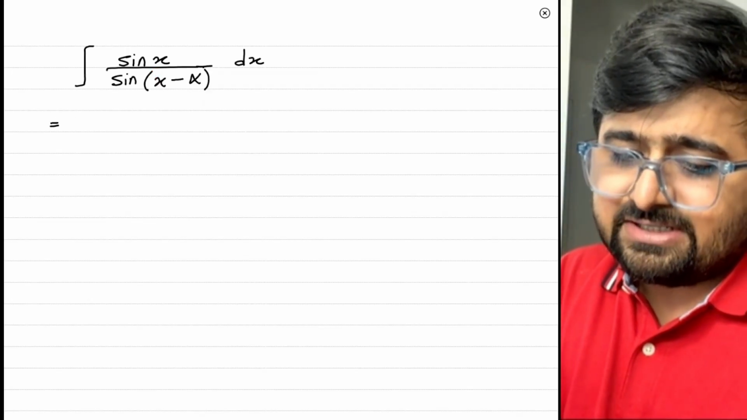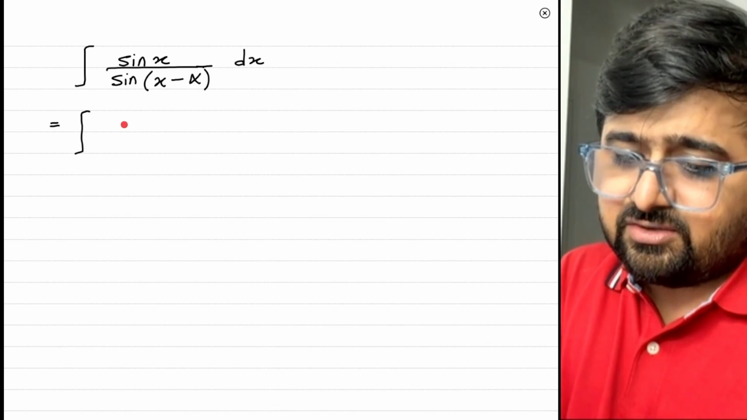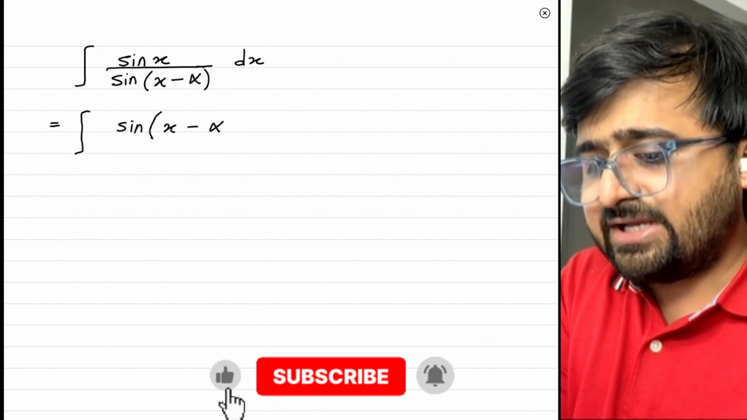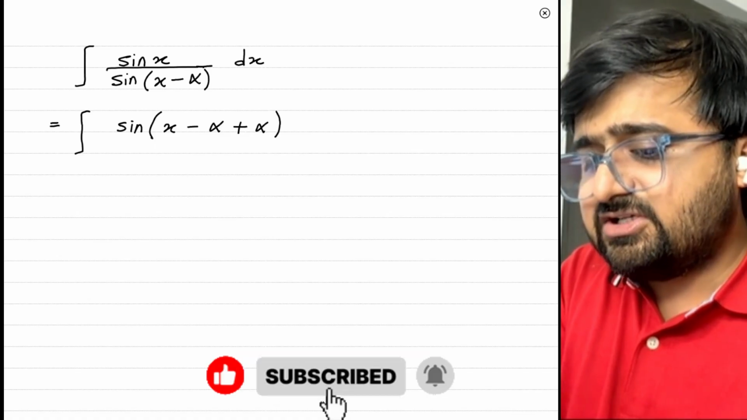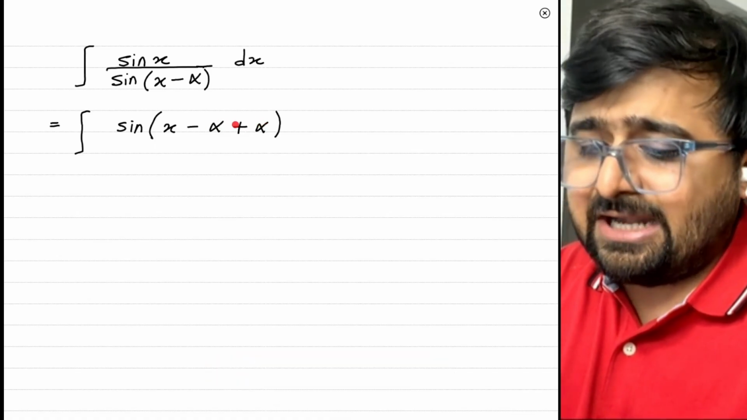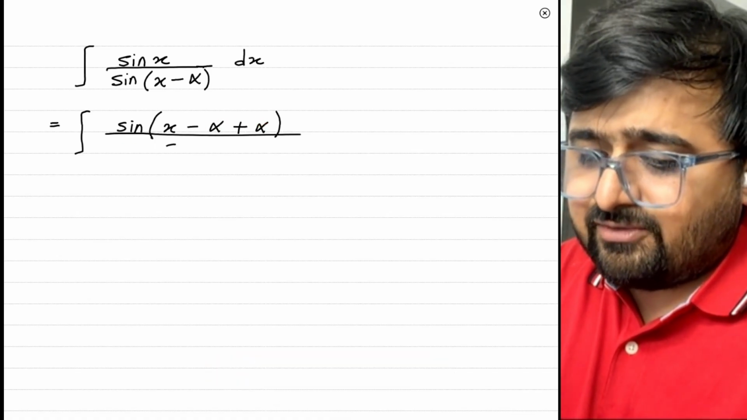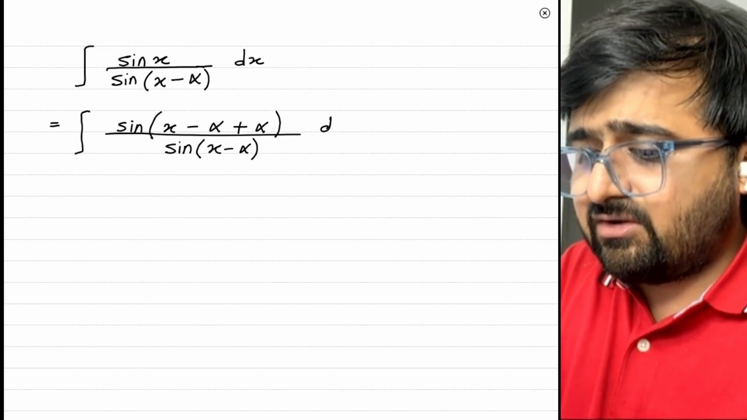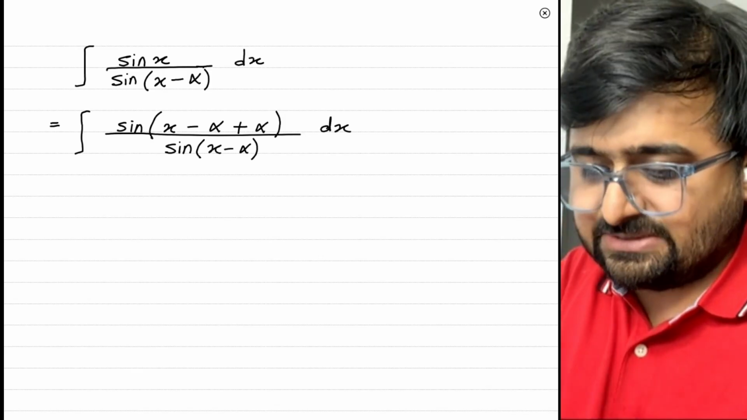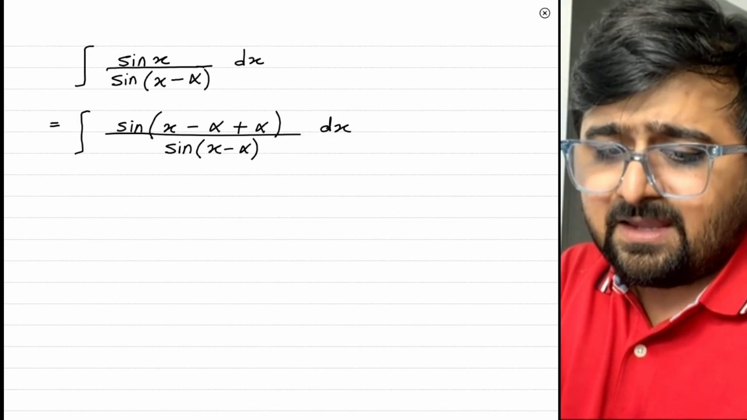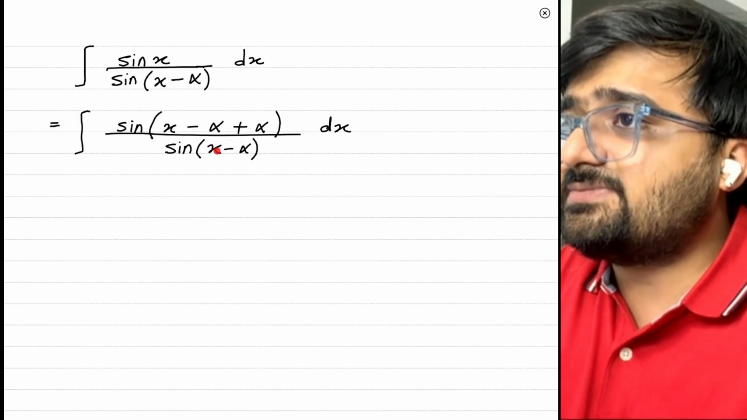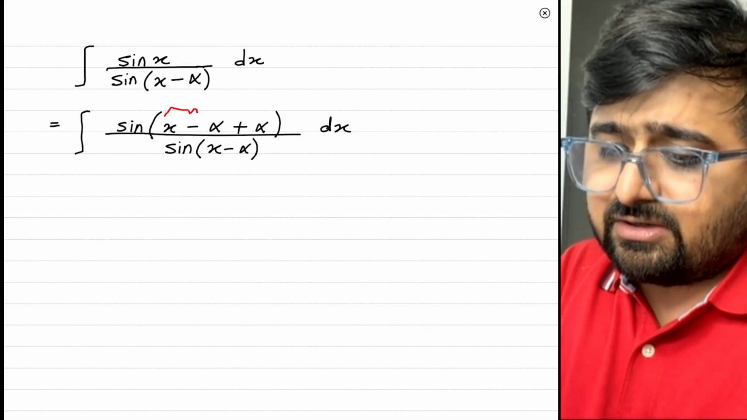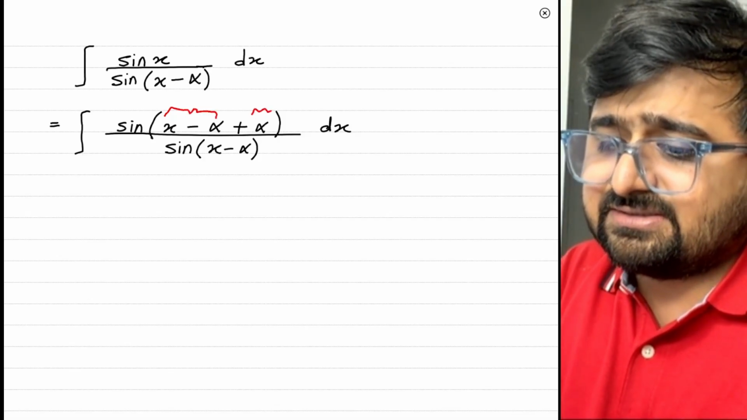In order to adjust that angle in the numerator, we can write that x as x minus alpha plus alpha. So you subtract alpha and add alpha and divide by sine of x minus alpha. And obviously we are integrating with respect to x. Remember, alpha is a constant value. Now you can see this angle x minus alpha is exactly present in the numerator here. So this is x minus alpha and then this is alpha.